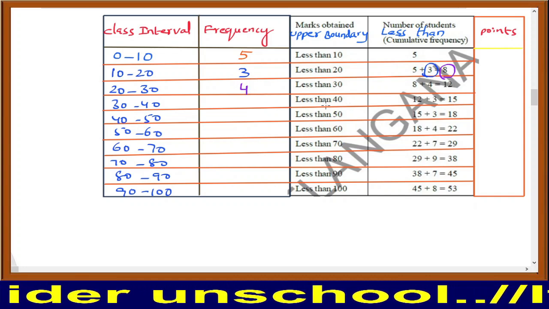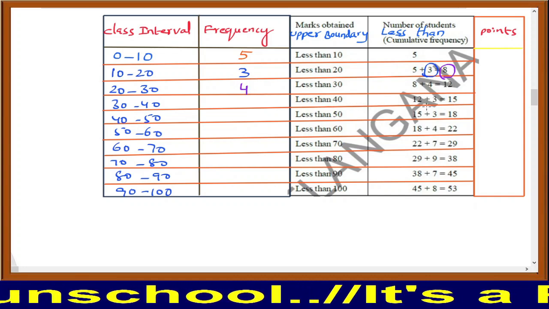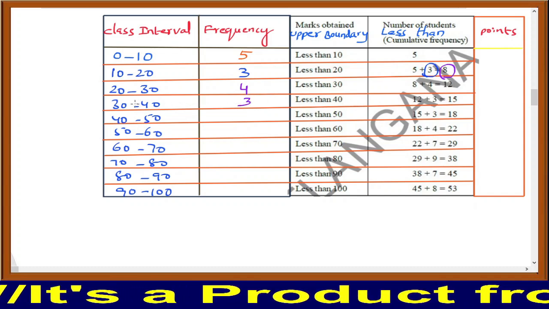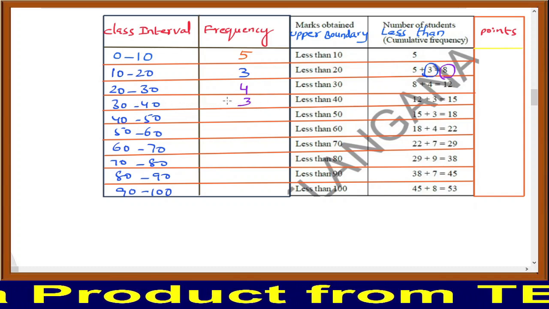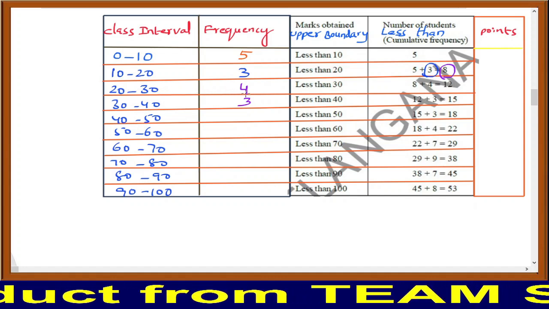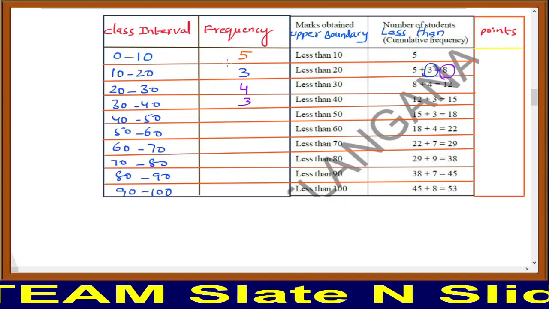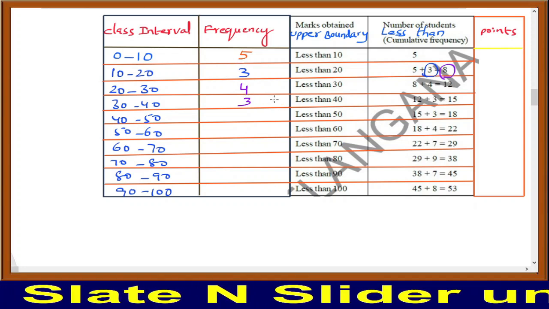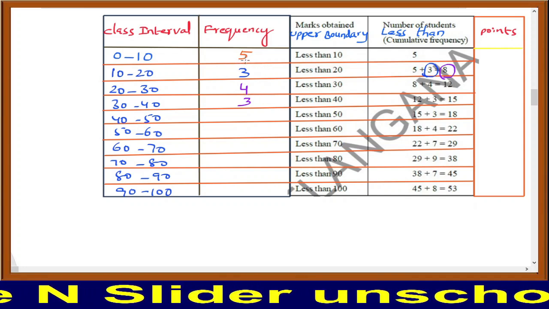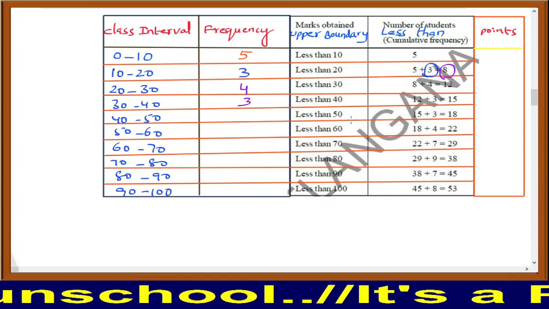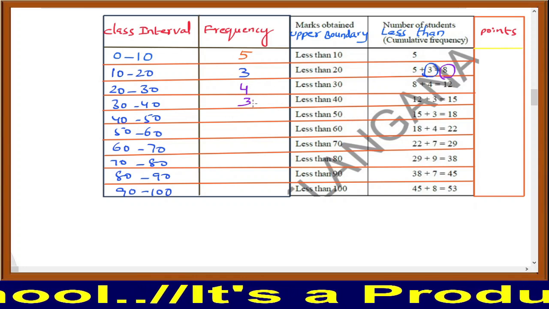So, next less than 40, that means 3 students, check once. Less than 40 means 30 to 40 is less than 40 only, 20 to 30 also less than 40 only, and 10 to 20 also less than 40, 0 to 10 also less than 40. By adding all these we should get 15, then only our answer will be correct. 5 plus 3 is 8, 4 more is 12, plus 3 is 15. Okay, we got it. So like this you have to fill.